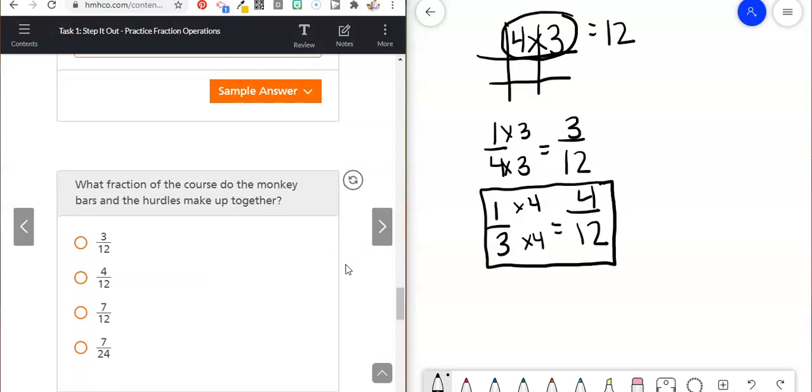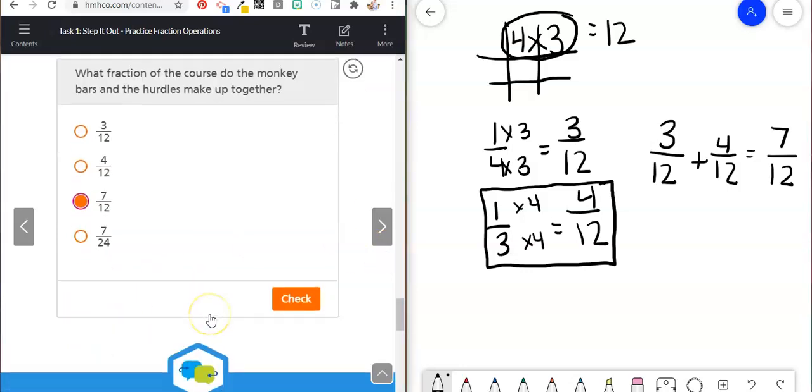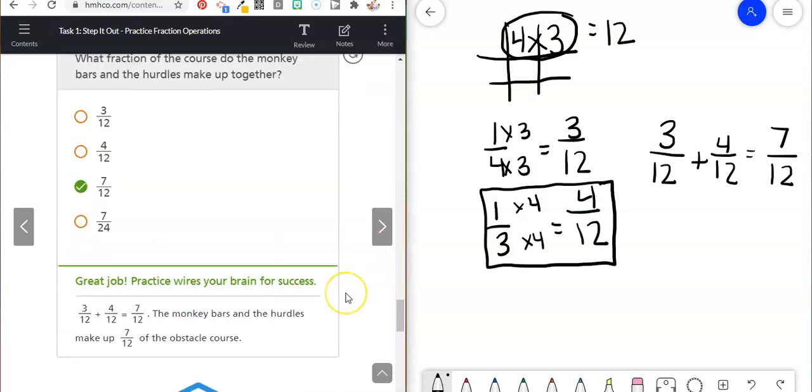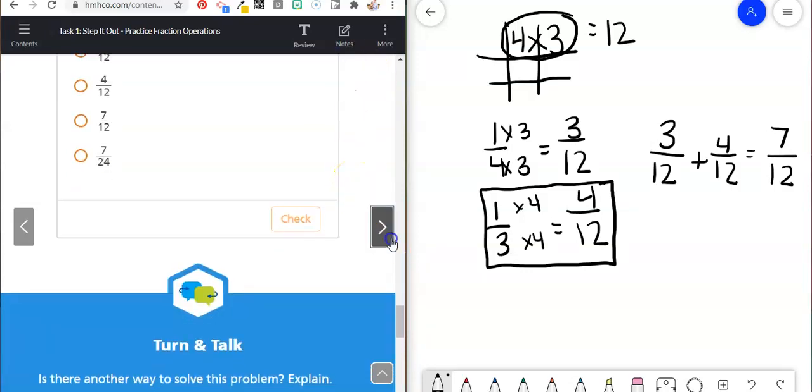What fraction of the course do the monkey bars and hurdles make up together? So now we're going to take the 3/12 and we're going to add it to the 4/12. My denominator is the same, so it's going to go over here, and then 3 plus 4 is 7, so we get 7/12. We check it. We should get it right. Okay, let's move on to the next page.